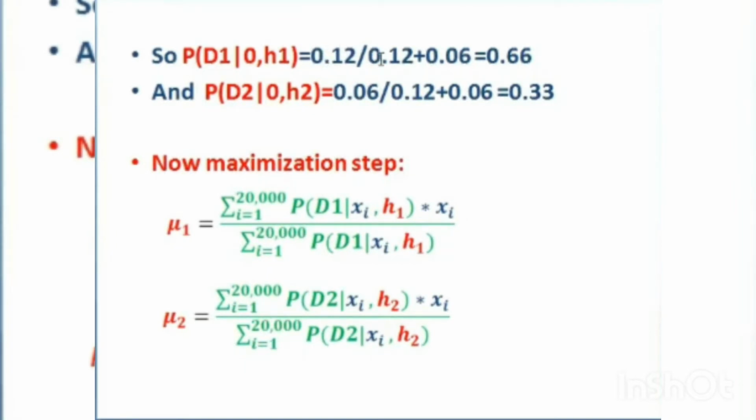0.12 by 0.12 plus 0.06. Okay, so we have the output as 0.66, and similarly do for the second one. So for the second one, 0.06 by the total will get 0.33. So these are the expectations for distribution 1 and distribution 2. Similarly, now we need to find out the maximization step.